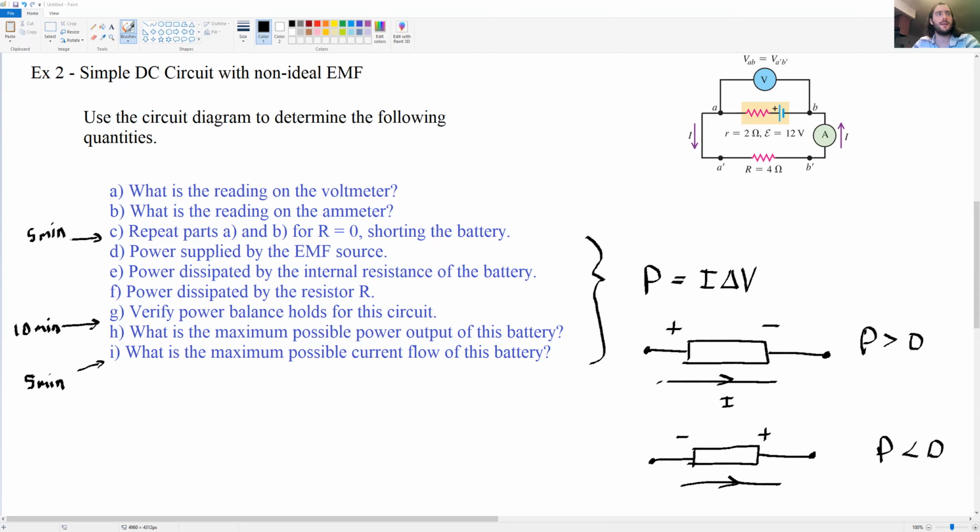Okay, go ahead and get started. Remember, you're calculating the voltage measured by the source and the current measured by the ammeter. And then you're doing that again for when big R equals 0. I'll meet back with you in 5 minutes.